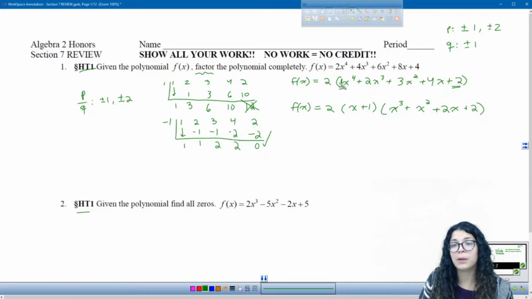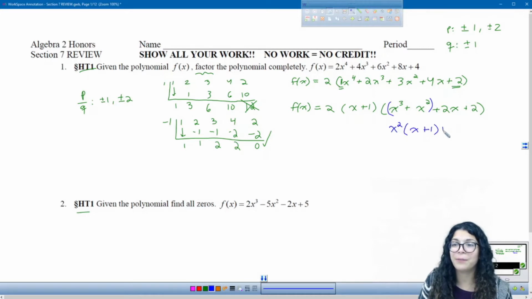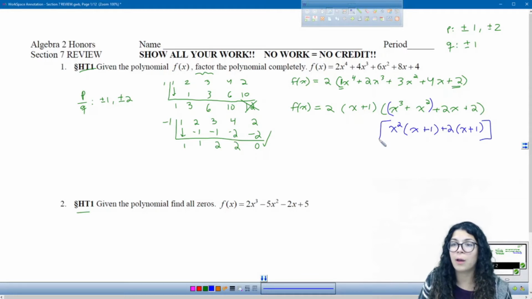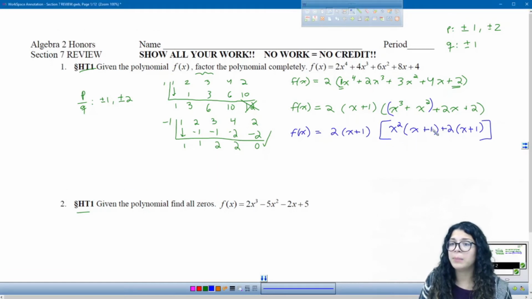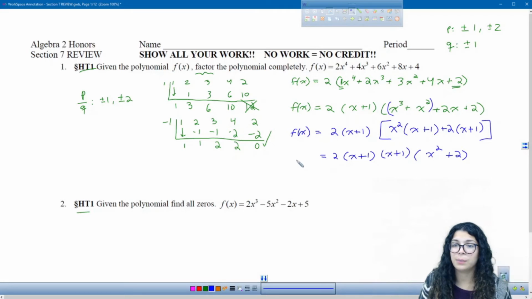Now, we have 4 terms here, and we could try to group to factor. If we group the first 2, we could factor out x squared, which gives us x plus 1. If we group the last 2, we could factor out a positive 2, which gives us x plus 1. So we can actually factor this 4-term polynomial right here by factoring by grouping. So I'm going to go ahead and just bring down the 2 and the x plus 1. And from these 2 terms, I could then factor out the x plus 1, which gives me then x squared plus 2. I'm going to go ahead and bring down this x plus 1 and bring down the 2.